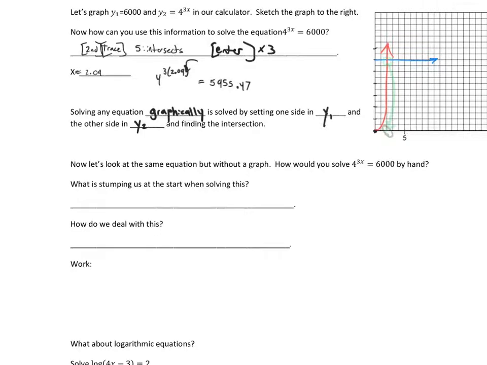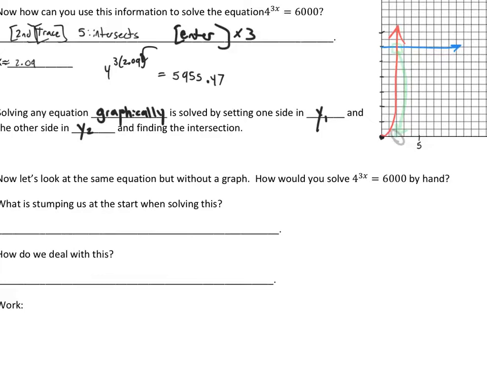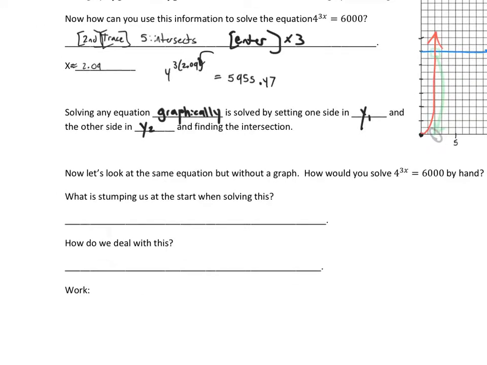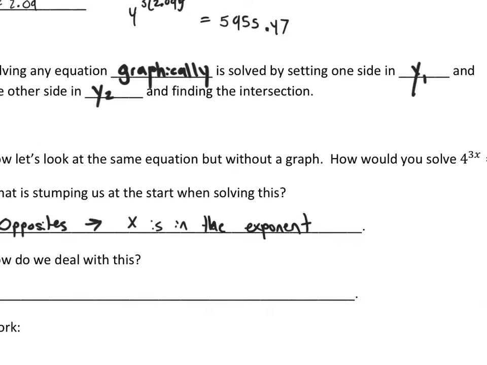So now let's look at this same equation but without a graph. How could we solve 4 to the 3x power is equal to 6,000 by hand? Well, what's stumping us right at the start? We know we want to use opposites, but x is in the exponent. So when x is in the exponent, we have to think, what is that opposite step to take?